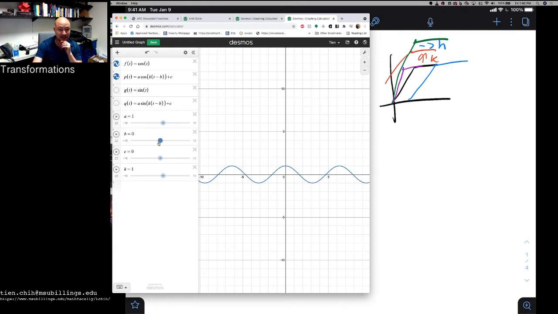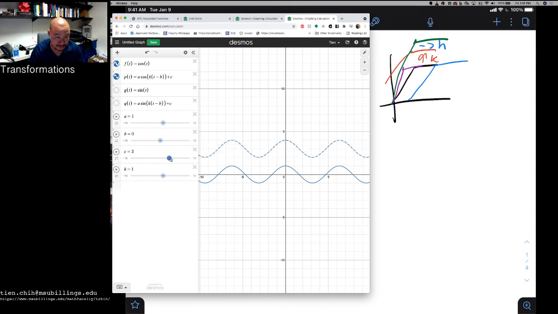So let's take a look at shifting up and down by C then. Alright. If I shift up and down by C, what doesn't change now is the period, right? I still have 2 pi length periods going forward. But now my midline has shifted, right? And this makes sense if I bump everything up by, let's say, 3.